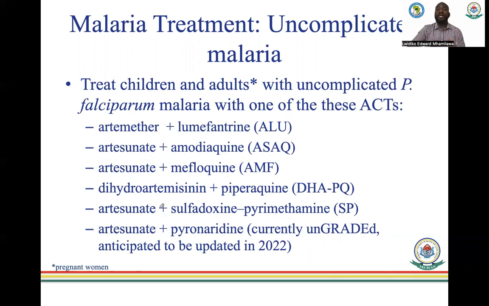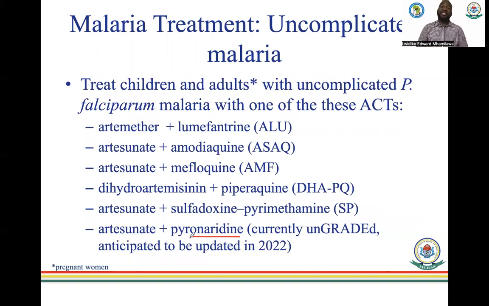pregnant women, now within all the trimesters, are artemether-lumefantrine, amodiaquine-artesunate, artesunate-mefloquine, dihydroartemisinin-piperaquine, artesunate-sulfadoxine-pyrimethamine, and also there's a new one, which is artesunate-pyronaridine.